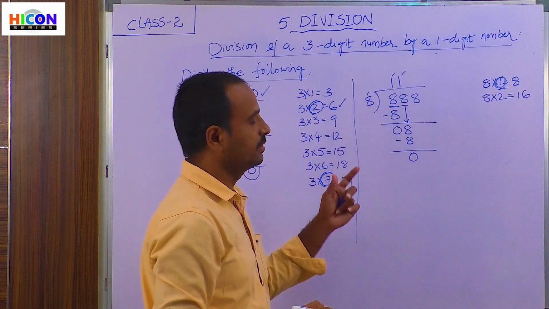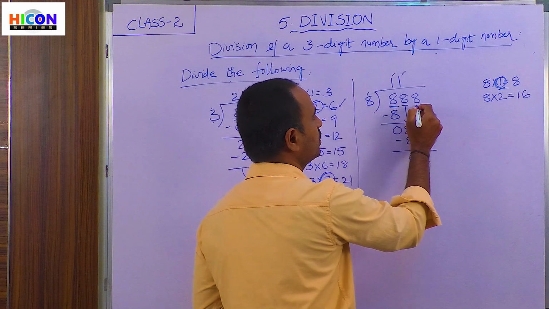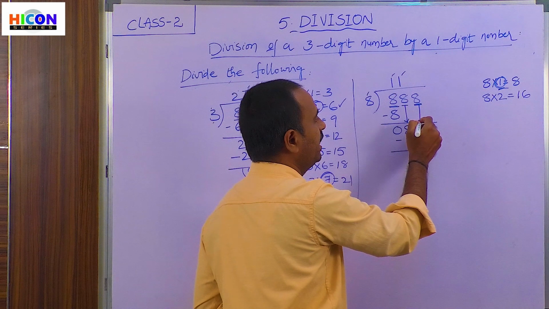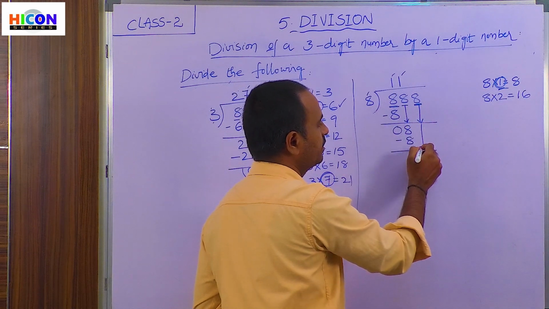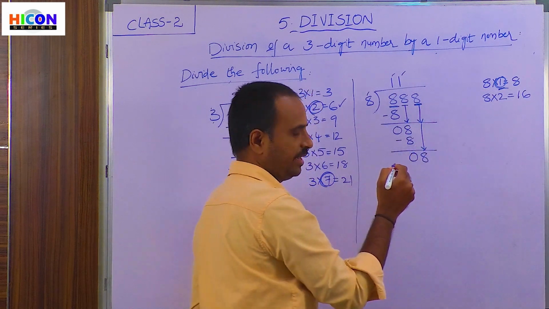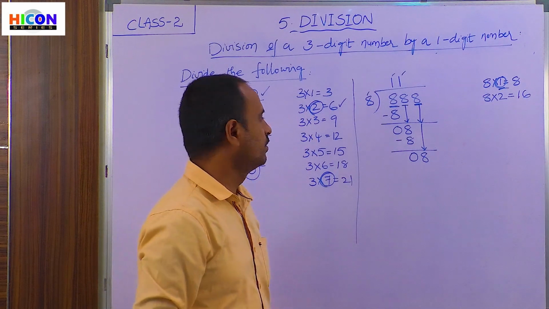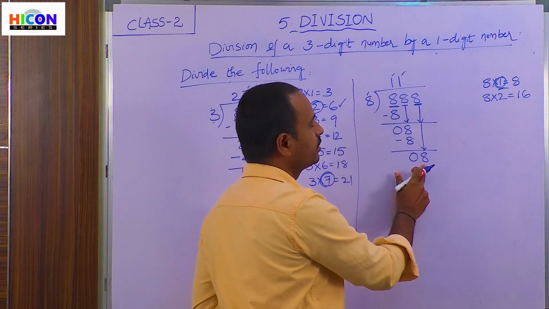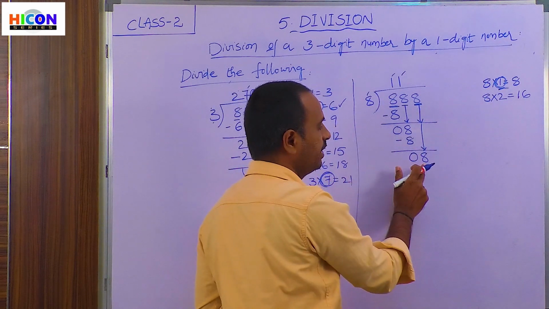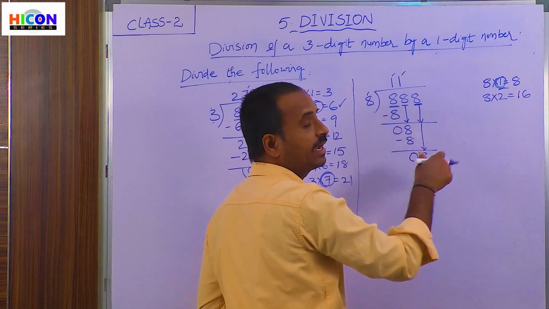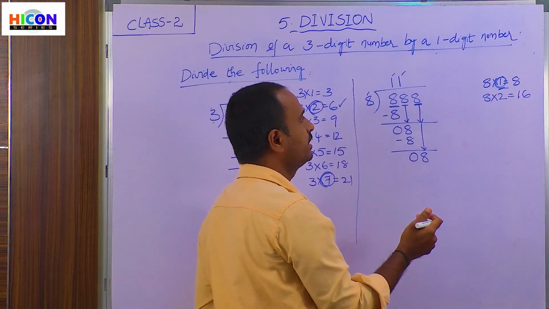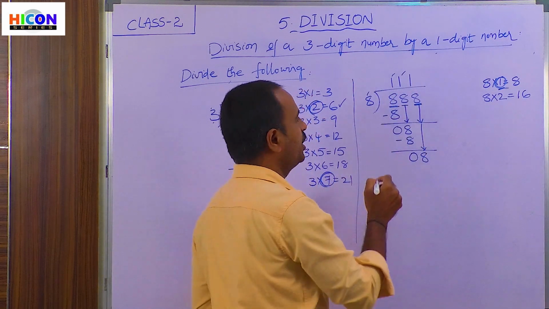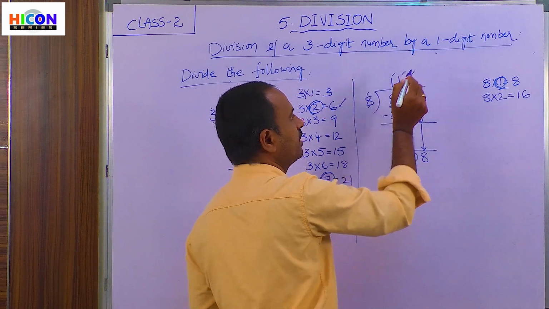Now there is a third digit in the dividend, so bring down the third digit. What is the third digit here? The third digit is again 8. So bring down 8, and the number becomes 8. Now how many times do we have to take to get 8 in the 8 table? We have to take 1 time, that means 1 times 8 is 8. So take 1 time, and again write 1 in the quotient.